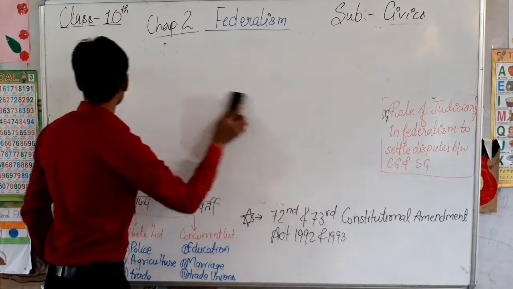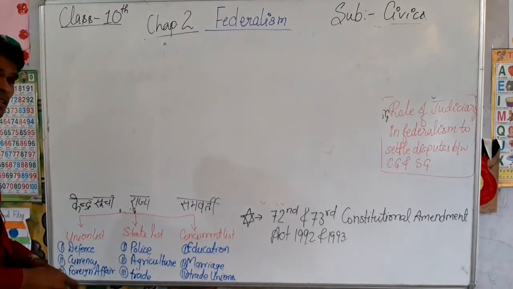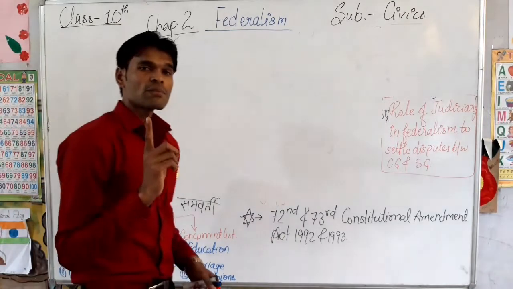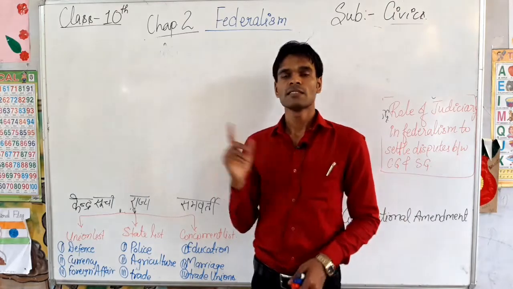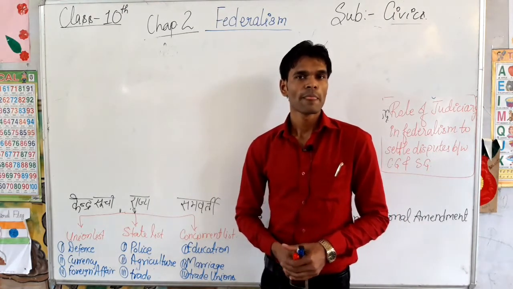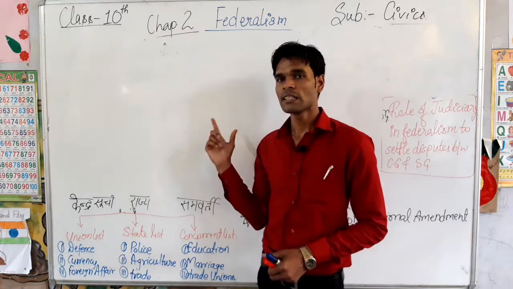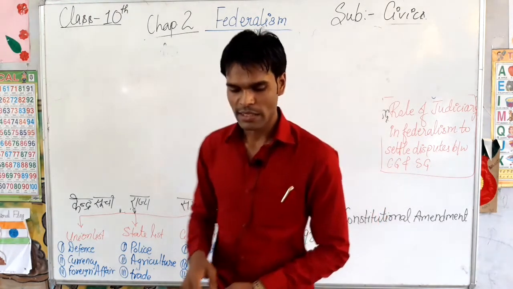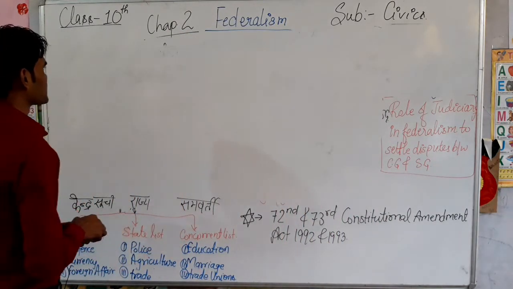So the next point is about the forms of federalism. Make sure this is the most important question of this topic. From the federalism chapter, the important question for the examination is: what are the features of federalism? So you have to be very careful regarding this topic and keep it in mind. Now the next topic is forms of federalism. So see here, what are the forms of federalism?